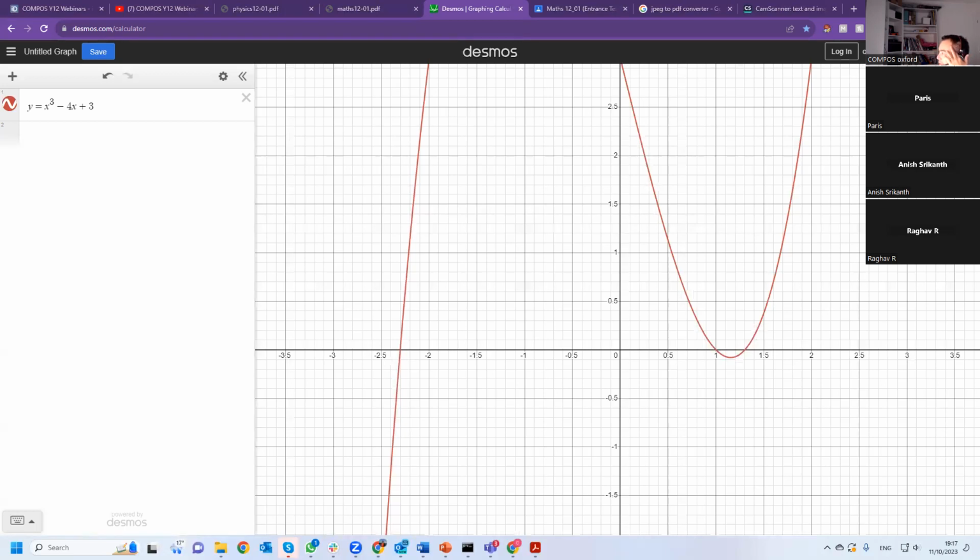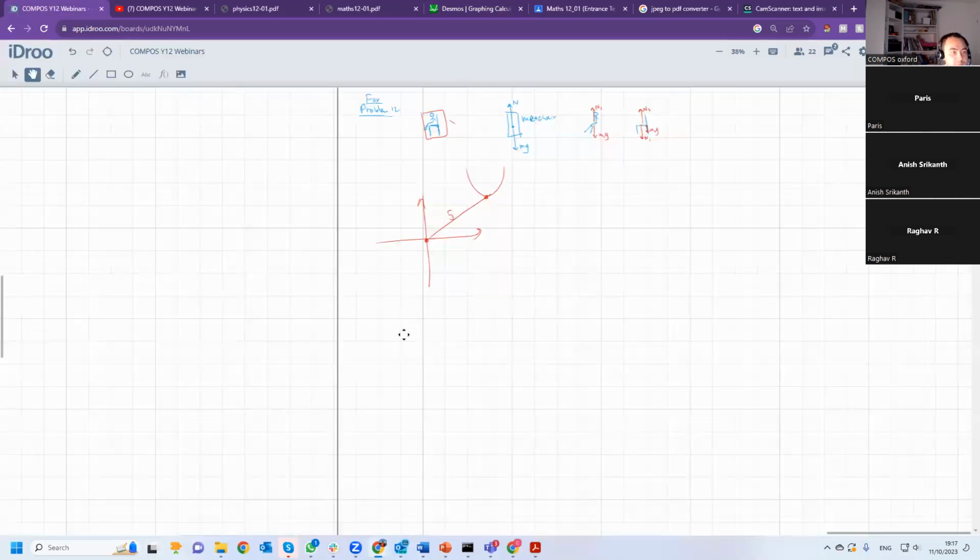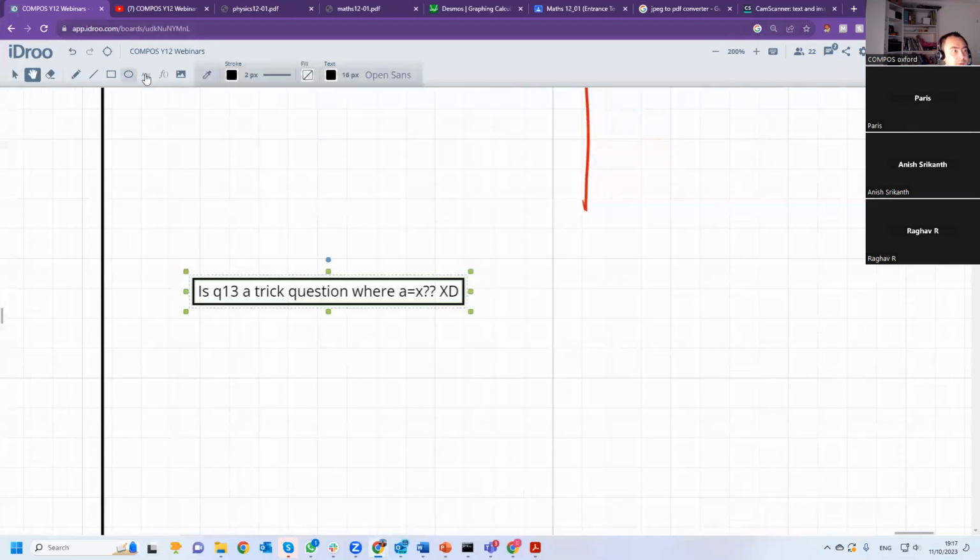Is it safe to assume that the denominator of a fraction can never be 0? Of course. Is question 13 a trick question where a equals x? No, it is not. a is not x. a is not a variable. a is a constant. So for P14, the answer is no. a is a constant.